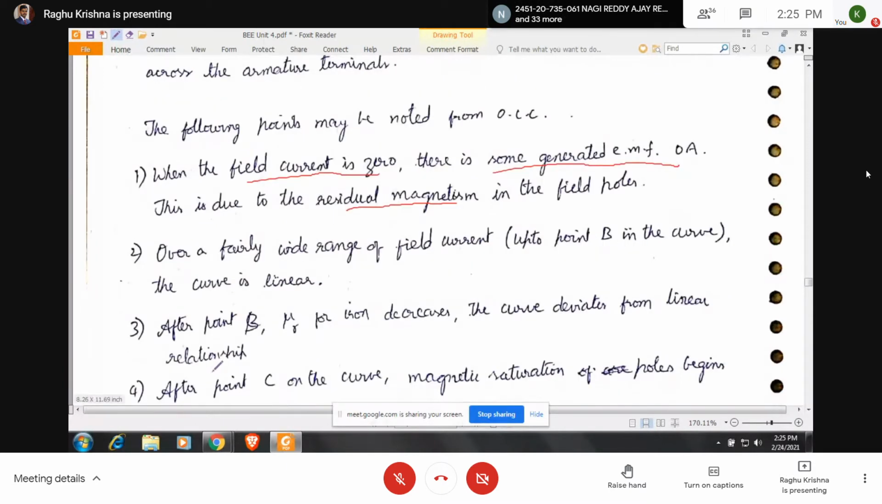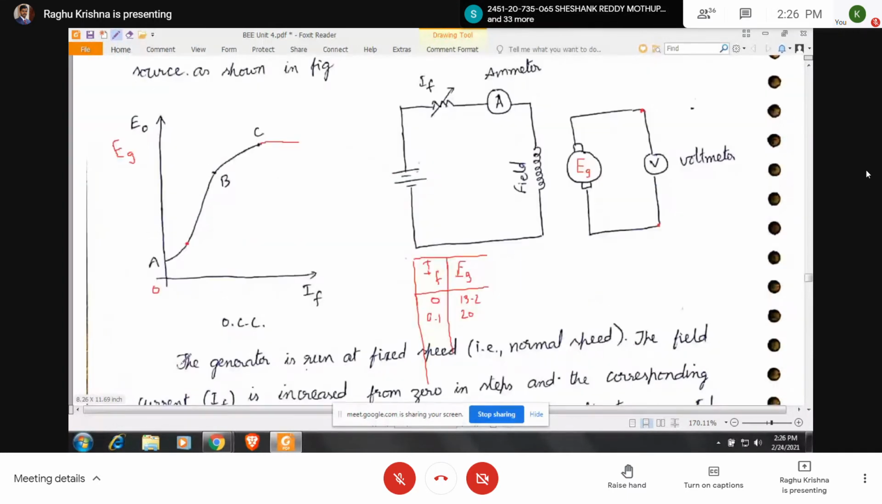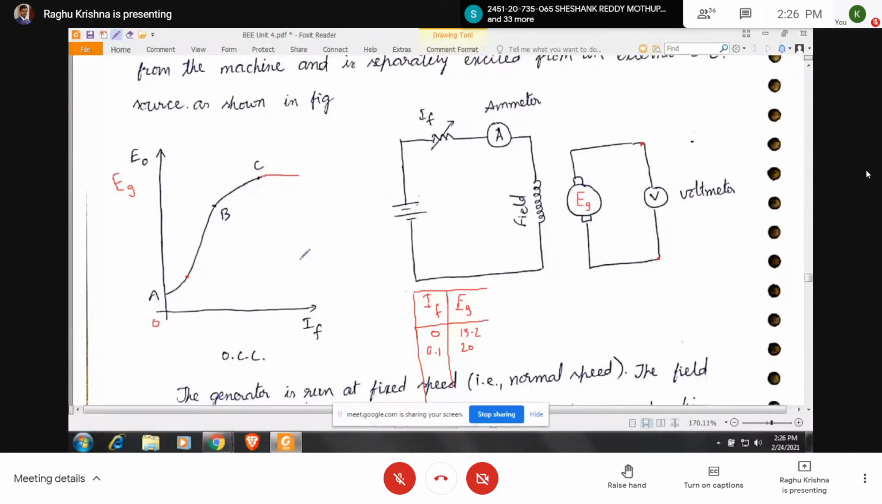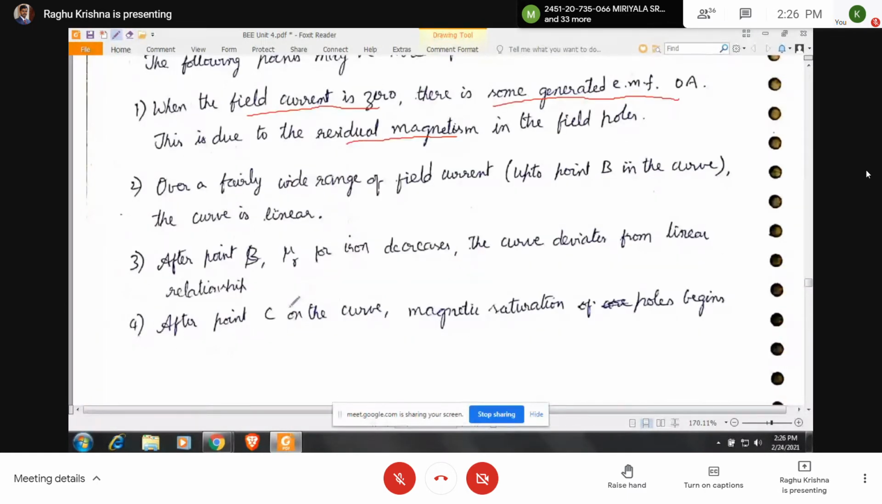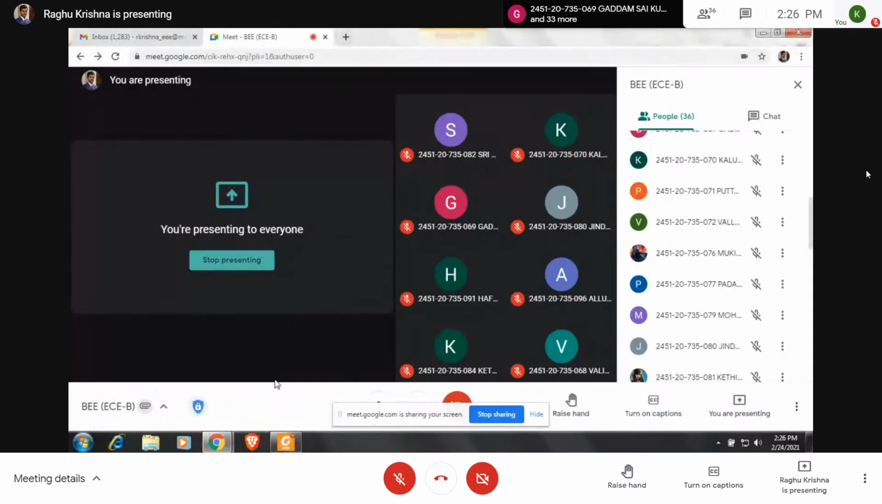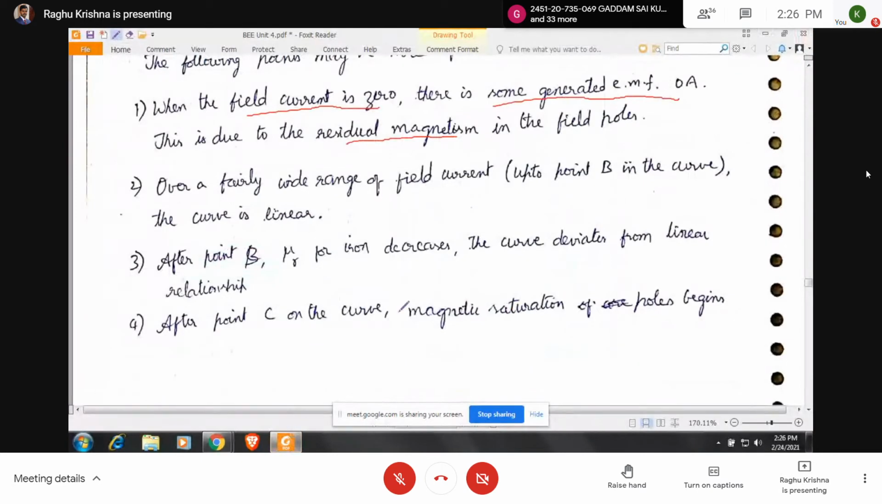Next, after point B, the relative permeability of iron decreases, that means permeability decreases, and the curve deviates from the linear relationship. After point C on the curve, magnetic saturation of the poles begins. So this is about the OCC.